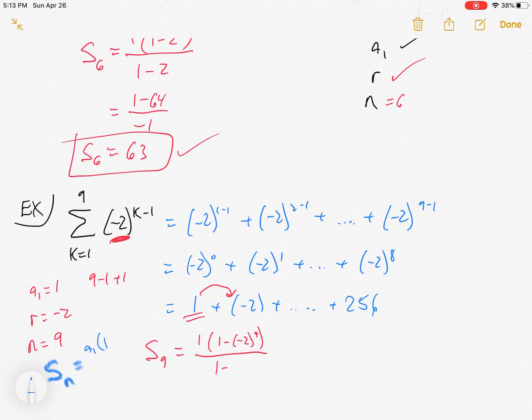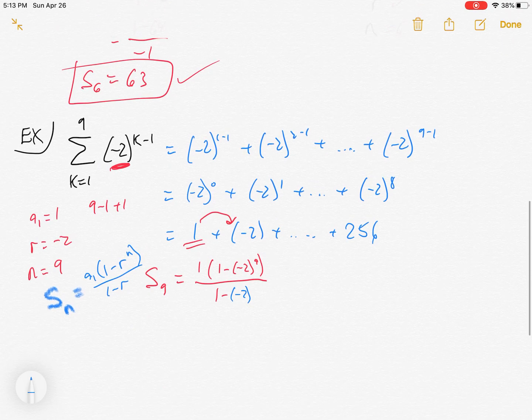S sub n is... why am I using this? Is A1 times n minus 1. Okay, slow down. It is A1 times 1 minus r to the n over 1 minus r. Getting all my formulas mixed up. So 1 times 1 minus negative 2 to the 9th, over 1 minus negative 2.